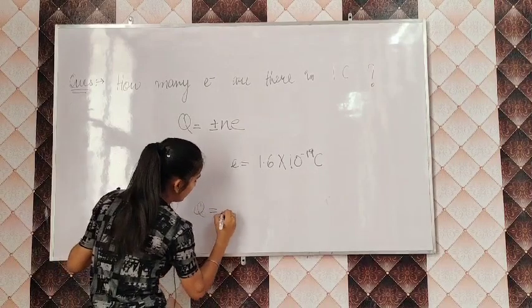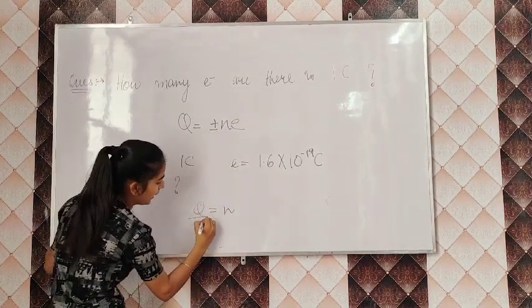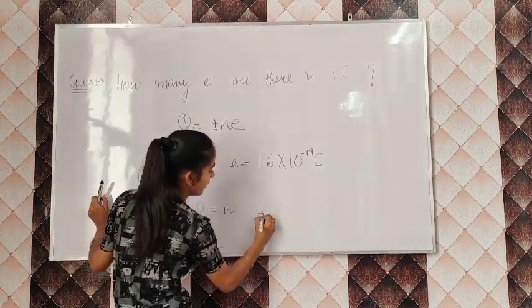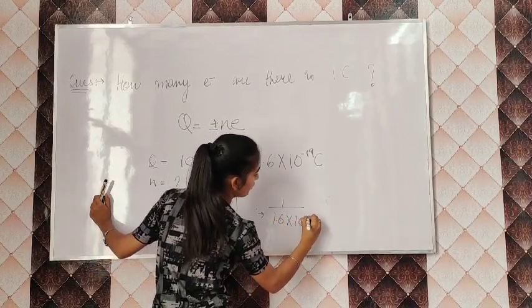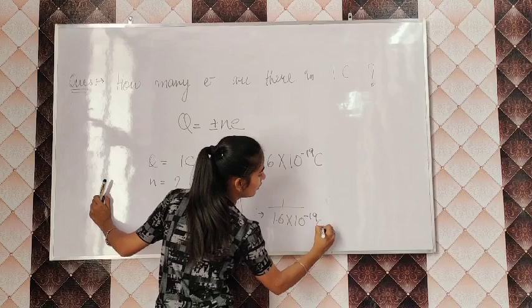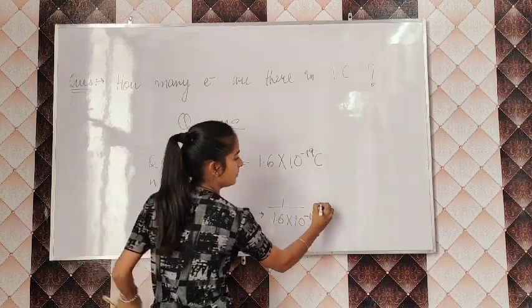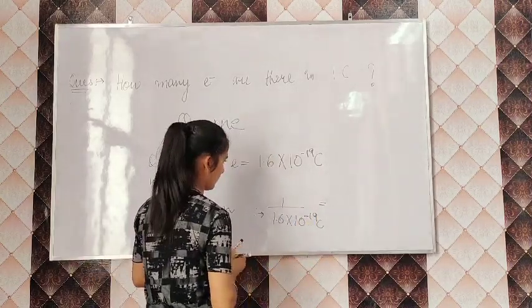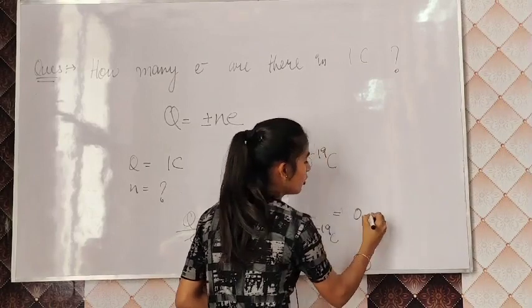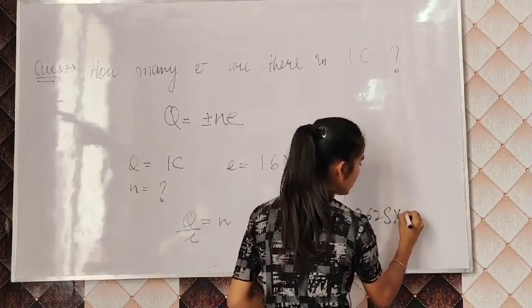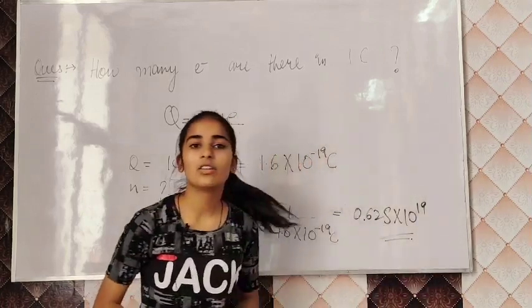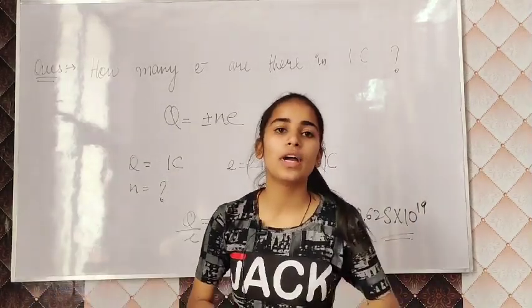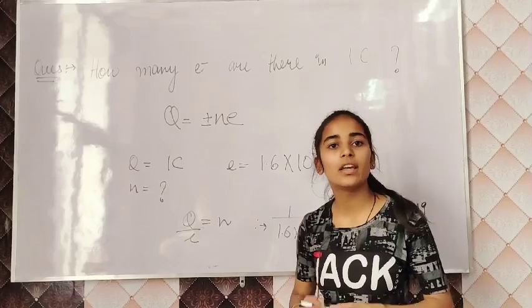Let's apply the formula. It would be 1 upon 1.6 into 10 raised to power minus 19, which is 0.625 into 10 raised to power 19. That means the number of electrons is 0.625 into 10 raised to power 19 in 1 coulomb.